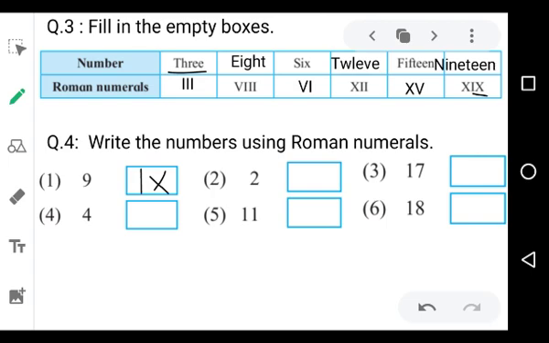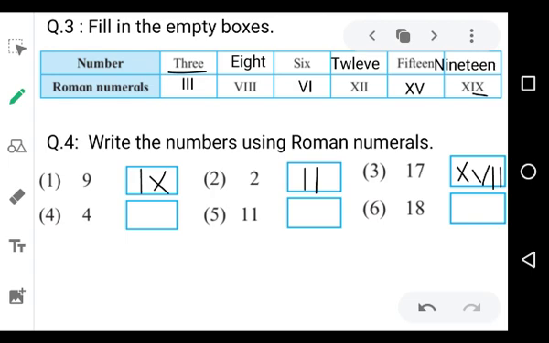Next is 2 and 2 is very easy. 2 times I. Next 17. 17 means 10 plus 7 and 7 is 5 plus 2. 5 plus 2 means V and 2 times I on the right of V. So 17 is X, V and 2 times I.